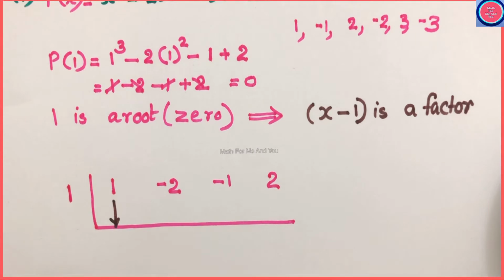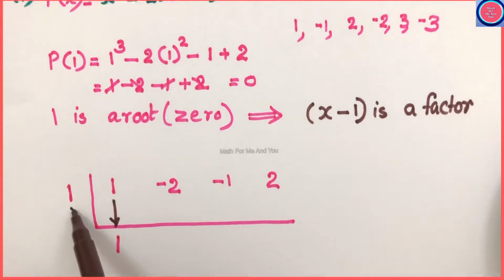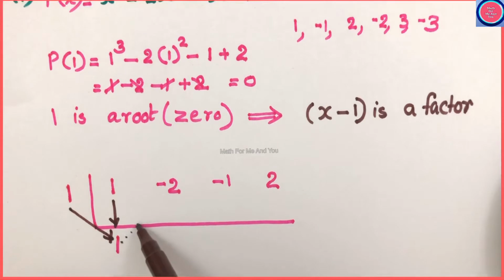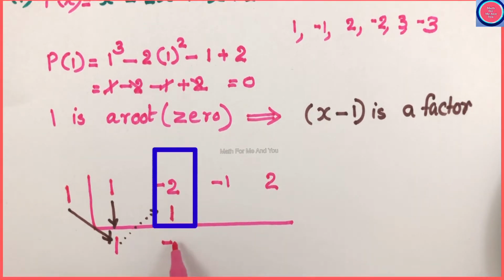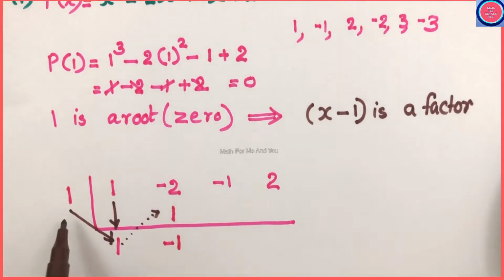First number we write same as it is. The first coefficient we write without having any change. 1. Then multiply 1 with the root 1. 1 times 1. Write the answer under the next coefficient. The answer is 1 and we will write it under minus 2. Now we should add these two numbers. Minus 2 plus 1. The answer is minus 1.